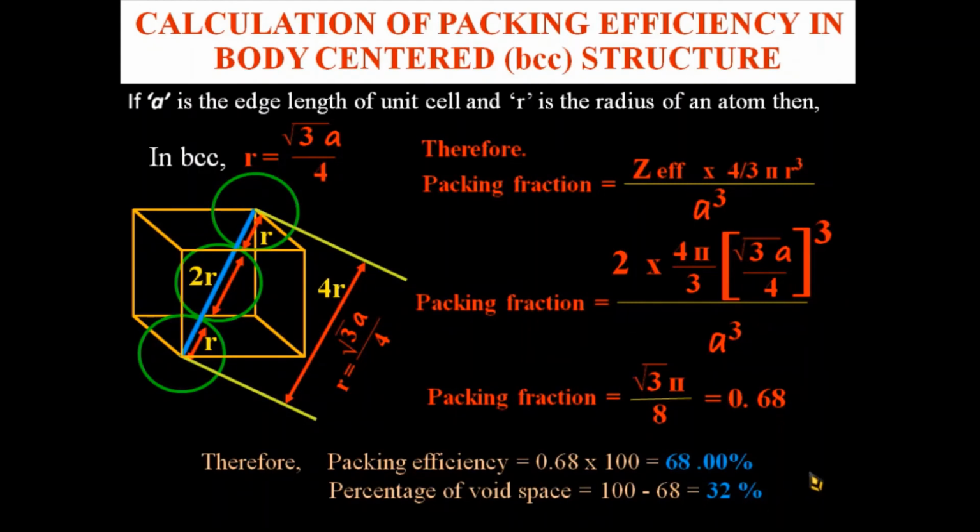In this lecture, we discussed the calculation of packing efficiency in SCC, FCC and BCC.